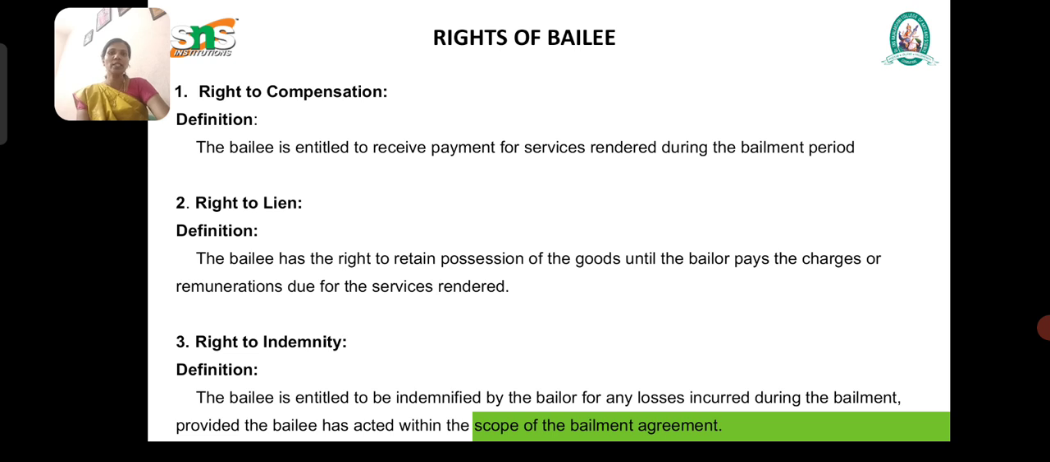Next one is right to indemnity. The right to be indemnified by the bailor for any losses incurred during the bailment, provided the bailee has acted within the scope of the bailment agreement.